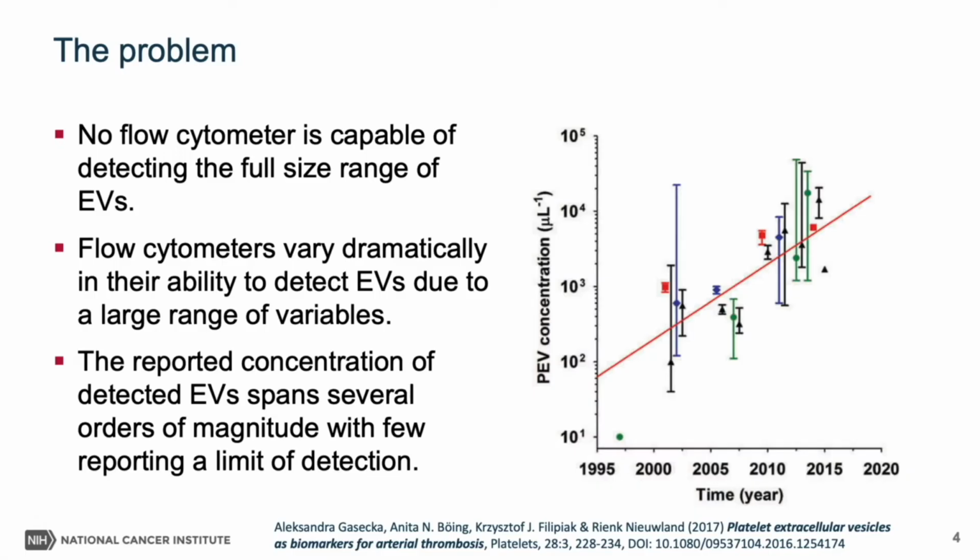So to set the scene, small particle detection is a growing area of interest, and over time we have seen that the concentration of EVs has continued to increase in the published literature. This is likely due to increases in sensitivity as well as optimization of assays. The real problem though is that no flow cytometer is capable of detecting the full range of EVs. This means that the reported concentration in the literature is not reliable and it's hard to validate without knowing the limits of detection for these studies.